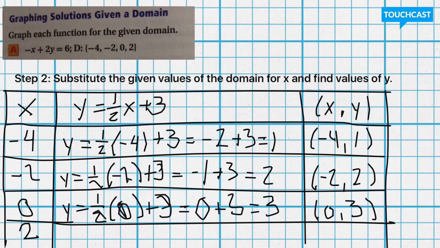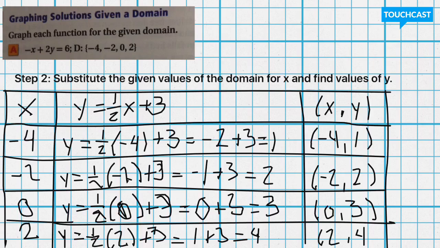Let's do that with our last domain value, 2. So y is equal to 1/2 times 2 plus 3. Well, 1/2 of 2, or 1/2 times 2, is 1. And 1 plus 3 is equal to 4. So our final ordered pair is 2, 4.